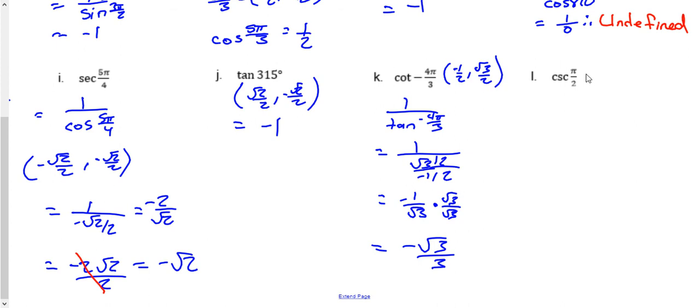For L, pi over 2 is the same thing as saying 1 comma 0 for coordinate. Oh wait, no, 0 comma 1, sorry. I have my coordinates in the reverse order. That's 0 comma 1. There we go, that looks a bit right. Cosecant is the same thing as 1 over sine at pi over 2. Sine is just 1 there, so this is now 1 over 1, which is just ultimately 1.